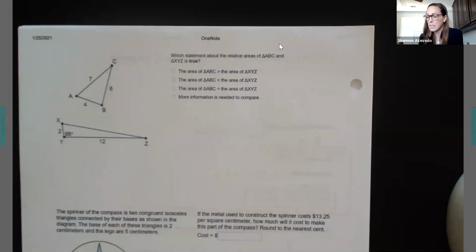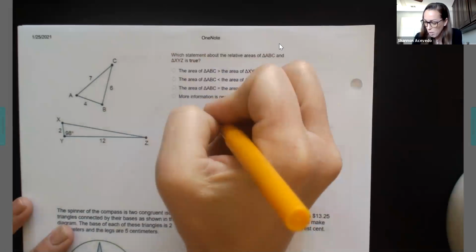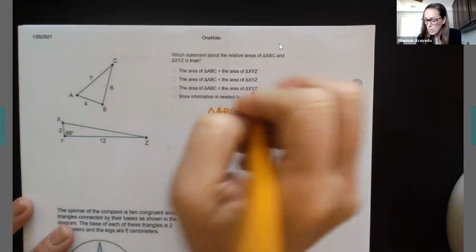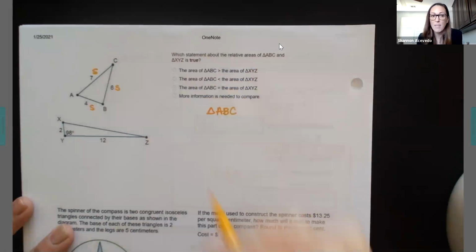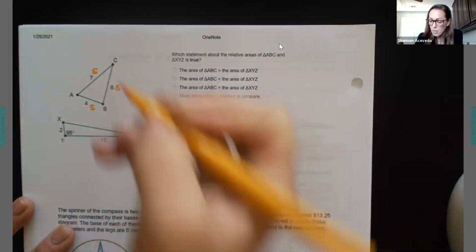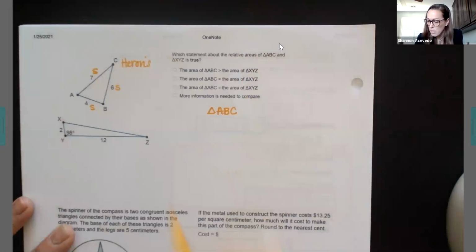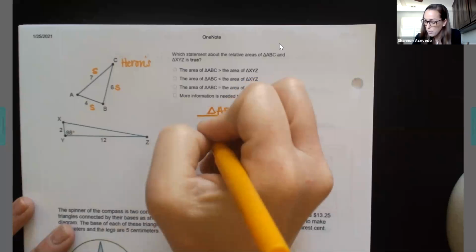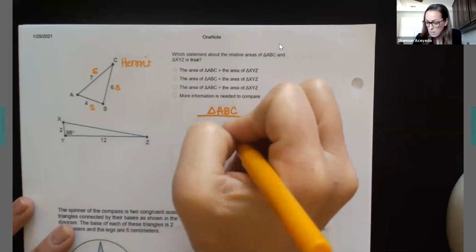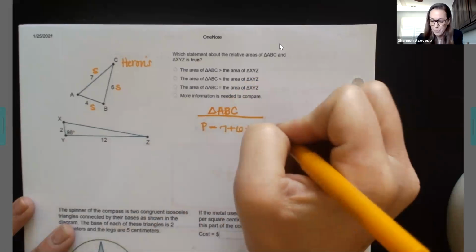So I'm going to start with ABC because it's up here first. So I'm going to look for the area of triangle ABC. I want to see what information I have, and I look here and I have a side, side, side. So since I have a side, side, side, I would use Heron's. Similar to what we just did on our last problem, I'm going to figure out my perimeter. P is equal to 7 plus 6 plus 4. So that's going to give me 17.